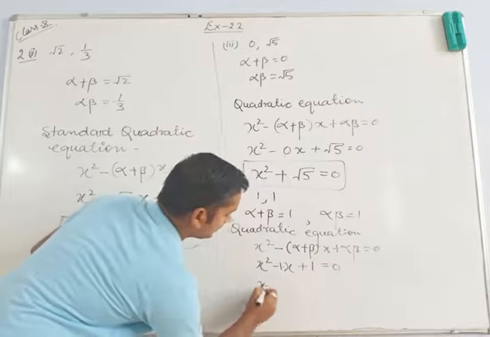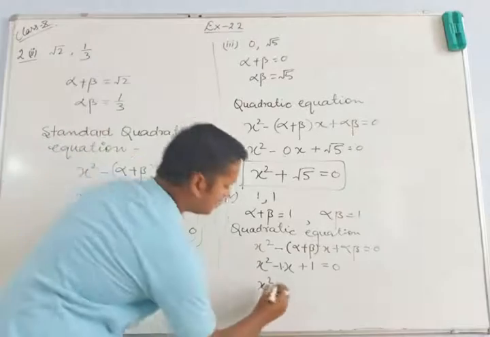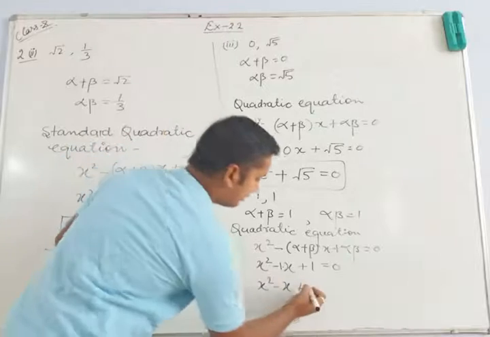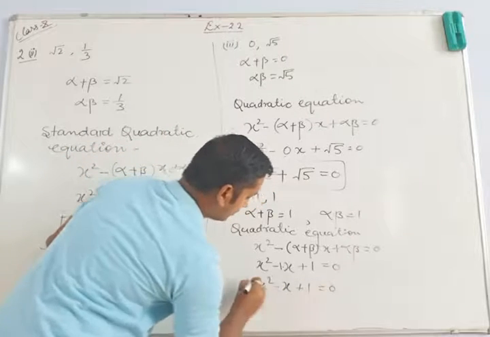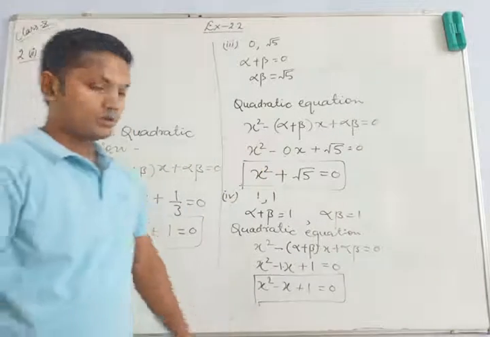Now x square minus 1 and x, the product of 1 and x will give you x obviously, क्योंकि एक से किसी का भी मल्टीप्लिकेशन करो सेम आएगा, plus 1 equals to 0. So this is our required result. ठीक है. Okay, now the fifth one.